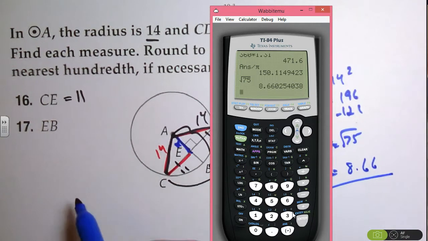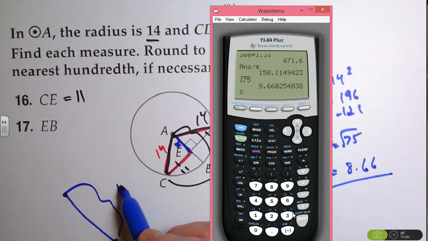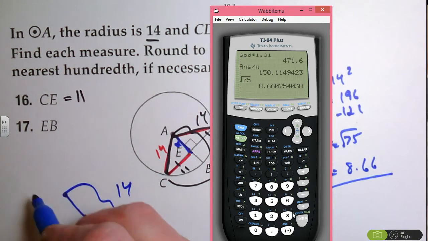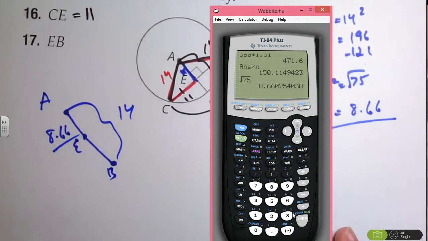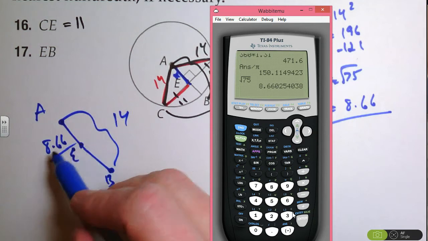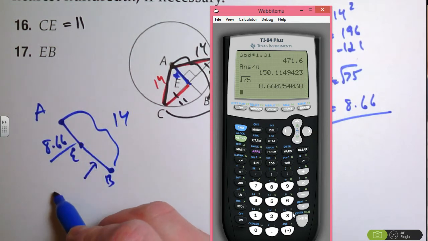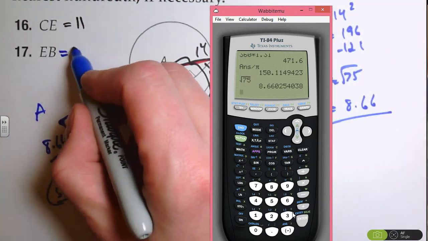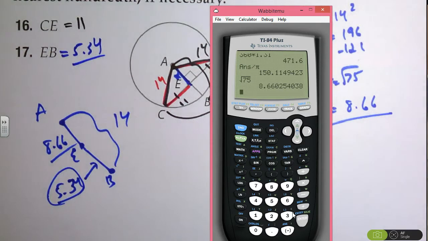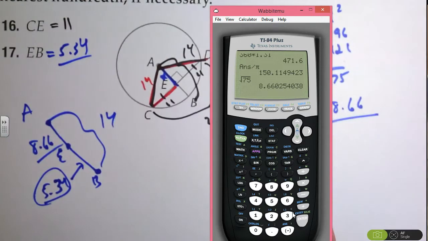Okay. Now, if I just draw segment AB, I know it's 14, and I know that A to E is 8.66. Sorry, it's out of the screen, isn't it? So A to E is 8.66, so E to B has to be the rest, which is 5.34. So that's a tricky one. It's probably the trickiest problem in the entire section.